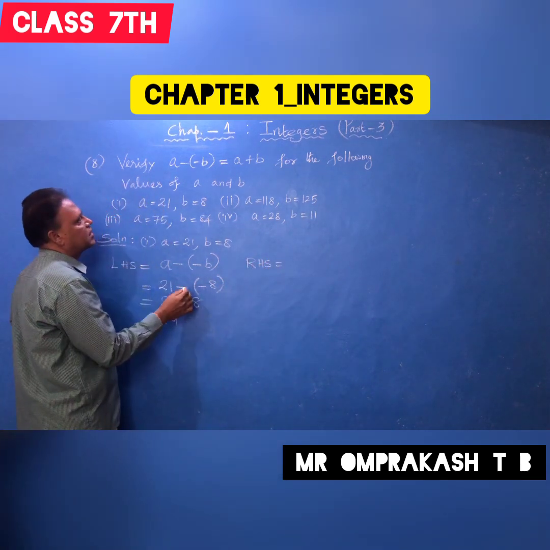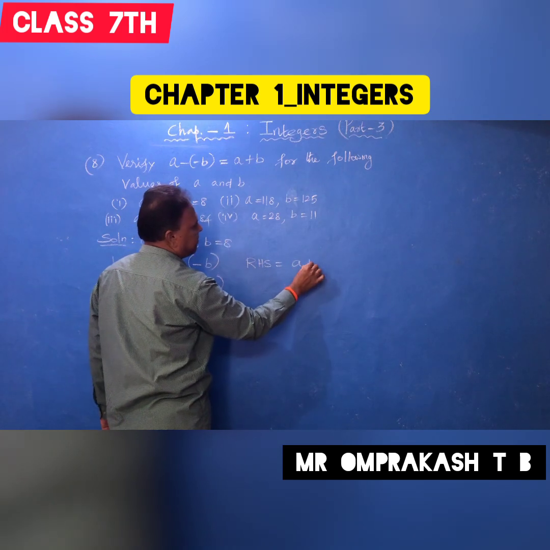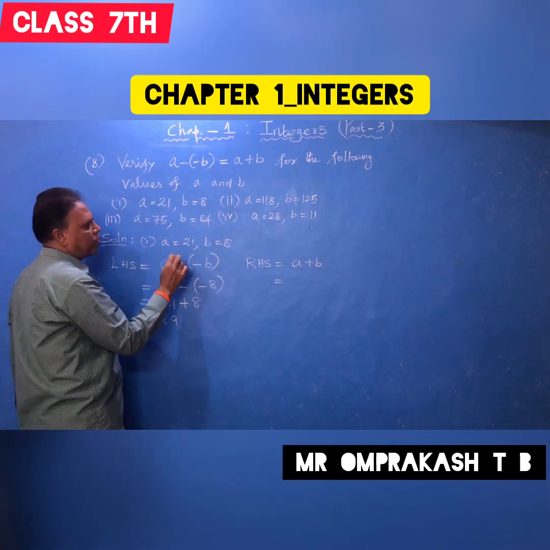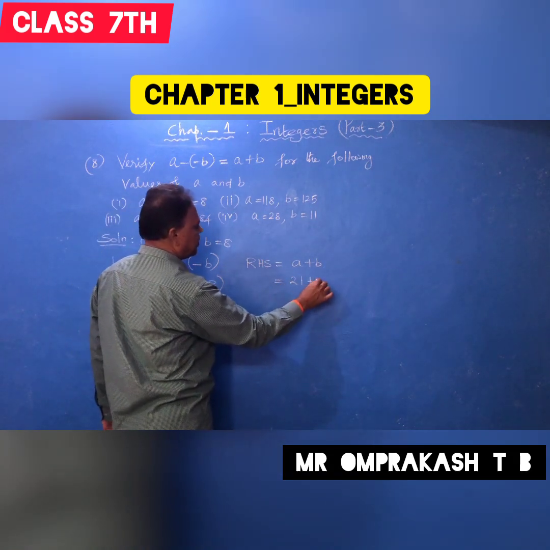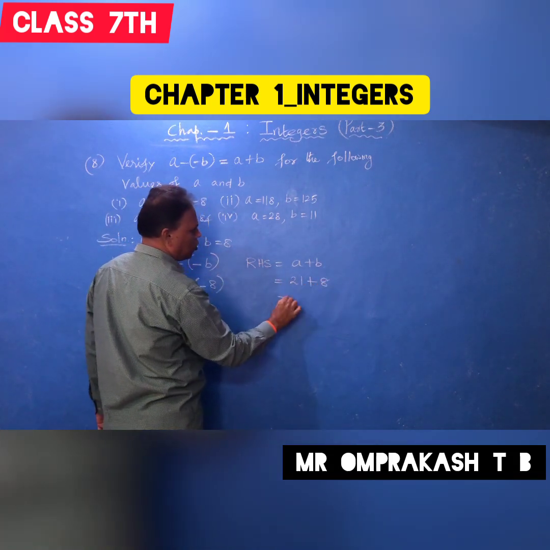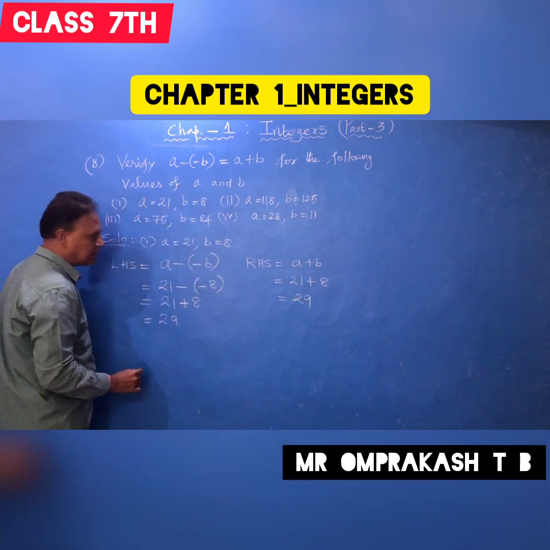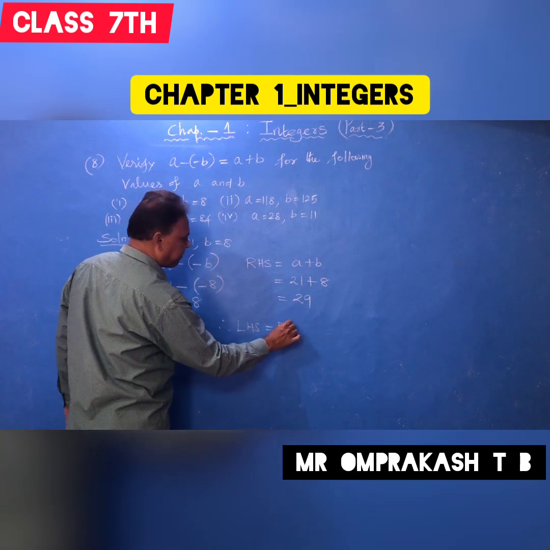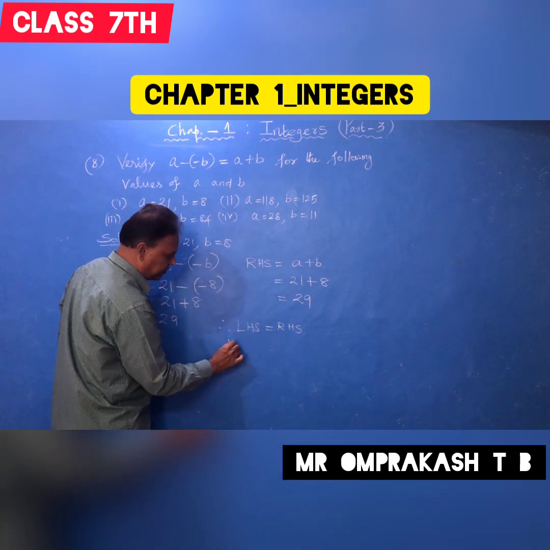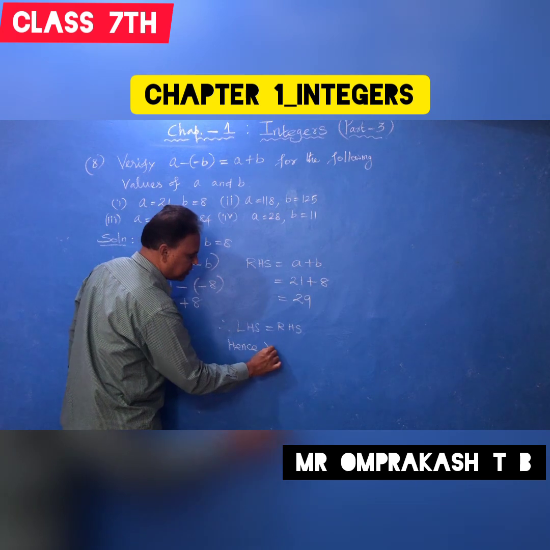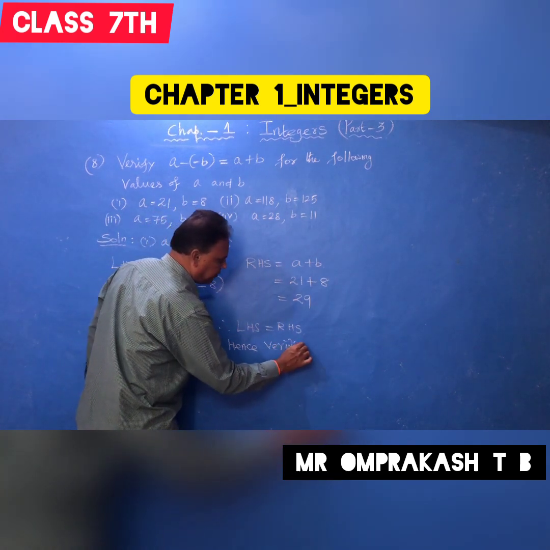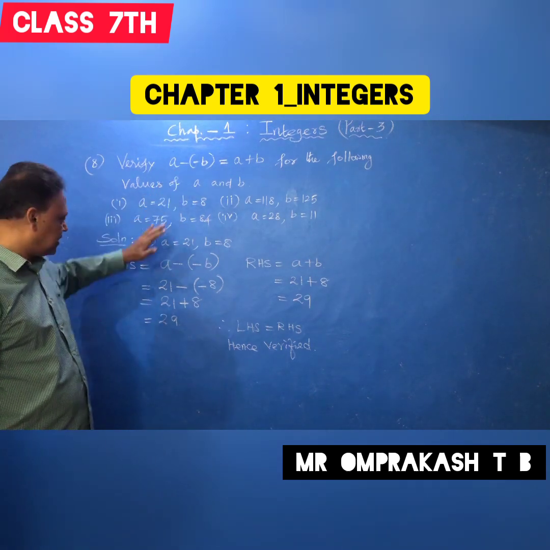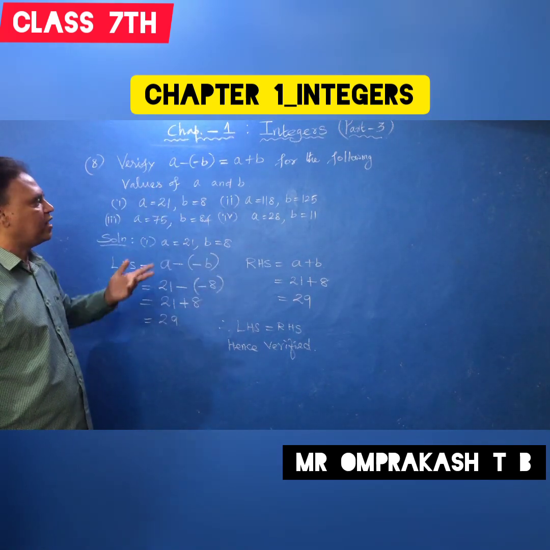Okay. Now you take right hand side, RHS. What is RHS? a plus b. What is a? 21. What is b? 8. So 21 plus 8, 29. Therefore, LHS equal to RHS. So hence verified. Okay. The same way you have to write left hand side, right hand side, then put the values and verify.